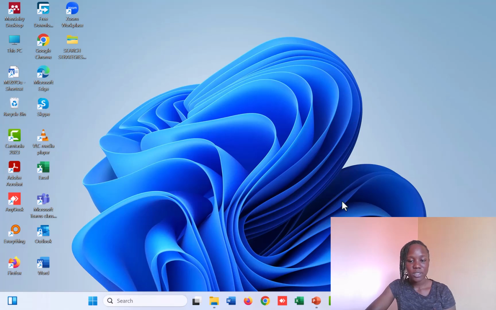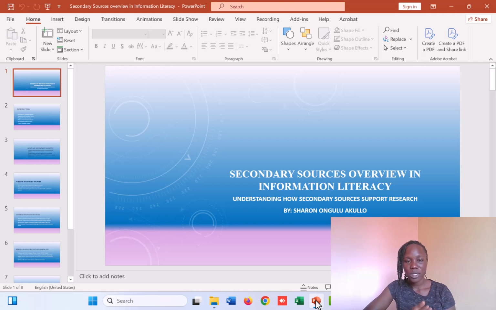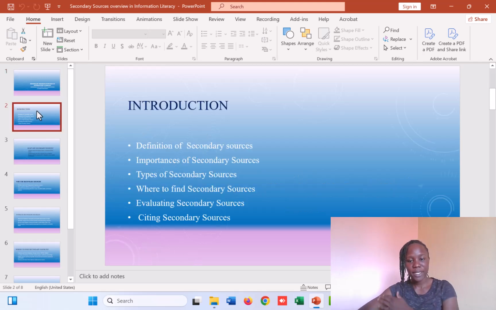In this new session, we're going to look at secondary sources. Diving in, I have a brief outline. We're going to look at the definition of secondary sources, and we shall also look at their importance. We're going to look at the types of secondary sources, where to find these sources, how to evaluate sources of information in the secondary category, and citing the secondary sources.